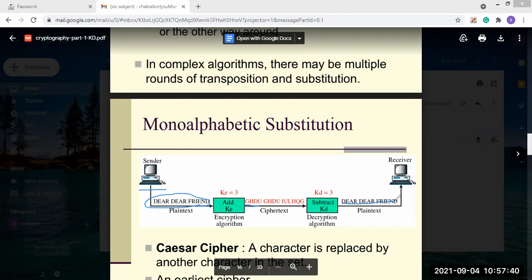Clear? This is the ciphertext. This is the Caesar cipher. That means a character is replaced by another character in the set. Okay?